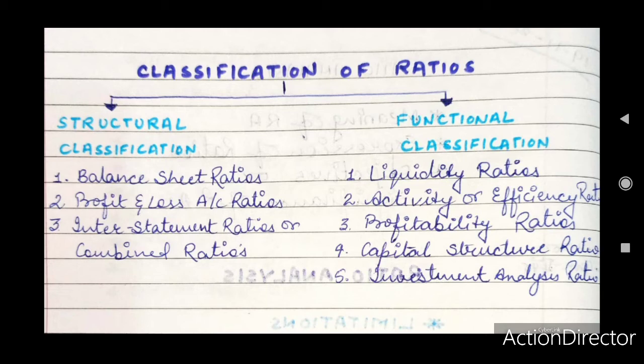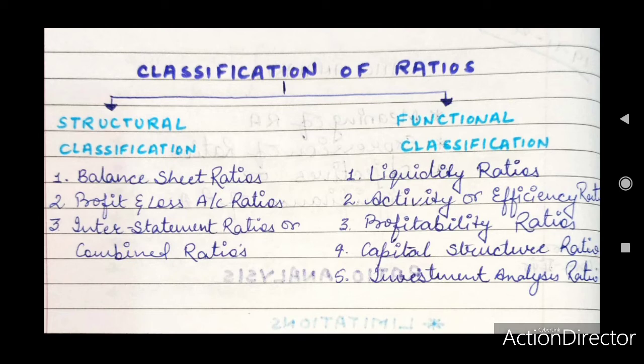Number 5, investment analysis ratios. These ratios are helpful to the shareholders in analyzing the prospective investment in the company. Shareholders are able to know the future market price of their investment with the help of these ratios. The following ratios are included in this category: earnings per share, price earnings ratio, dividend per share, dividend yield ratio, dividend payment ratio, and book value per share.